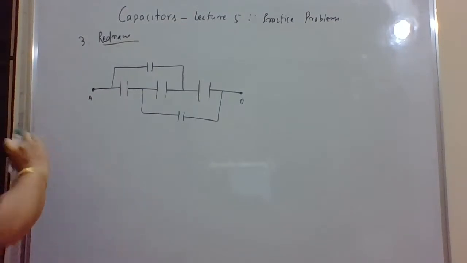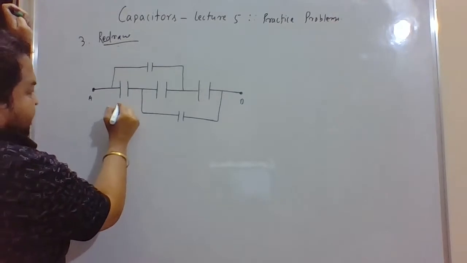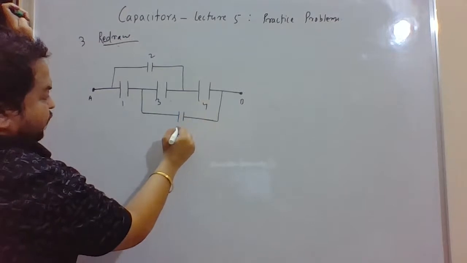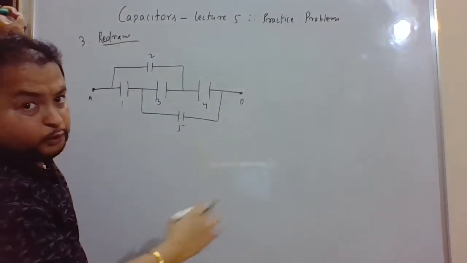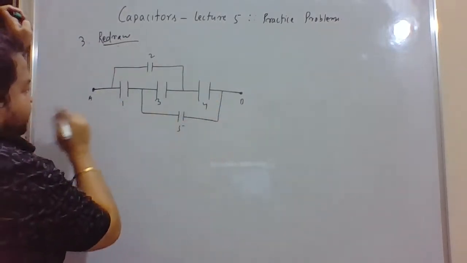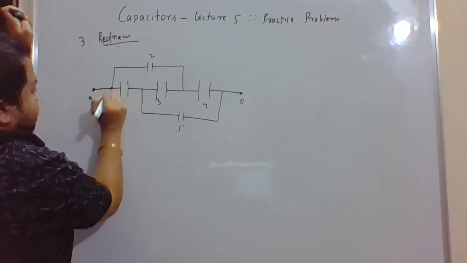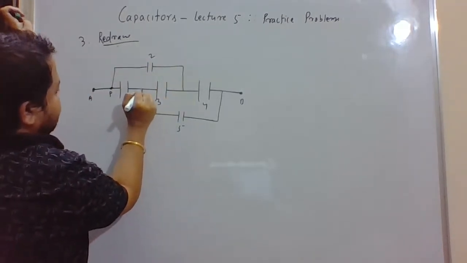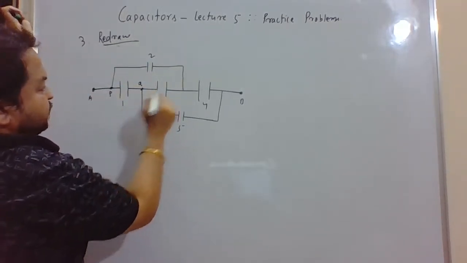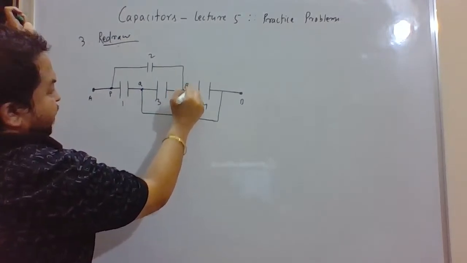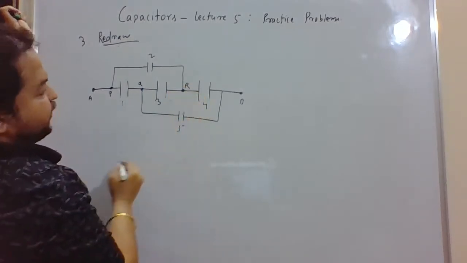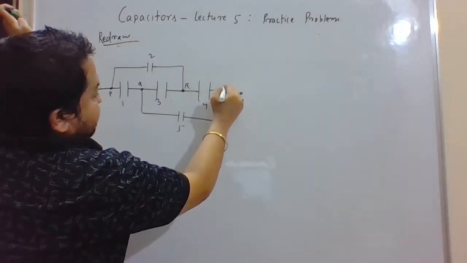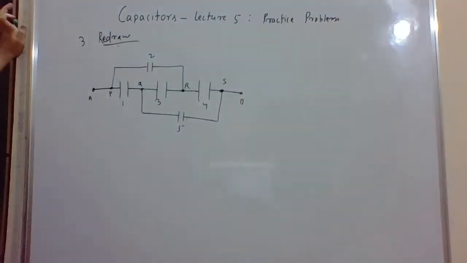Now, just for understanding, let us give names: 1, 2, 3, 4, 5. Obviously, the naming is up to you. So in whatever order you want, you can name them. And let me give names to these nodes. This is point P, okay? This is point Q. This is point R. What else do I need? Yeah. This is point S, okay? This is point S.